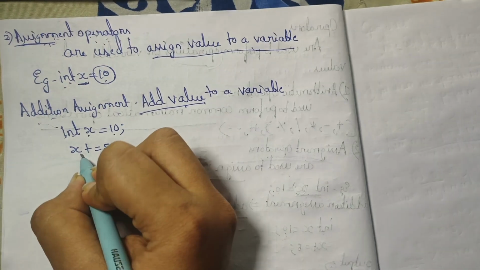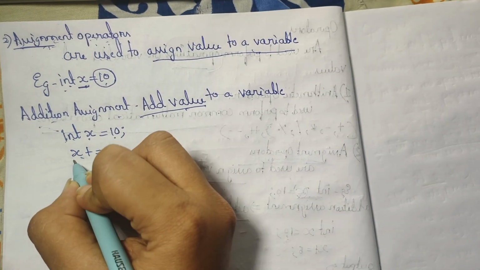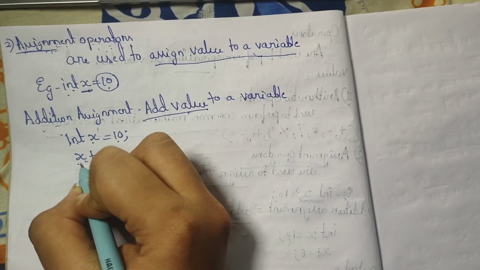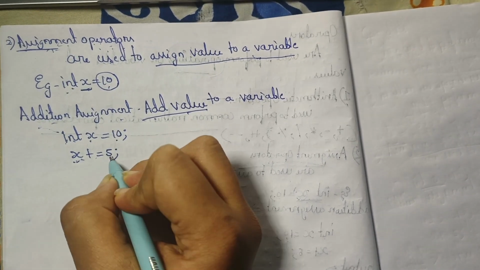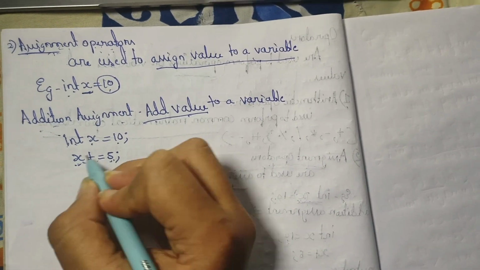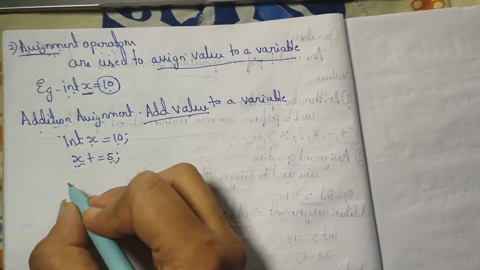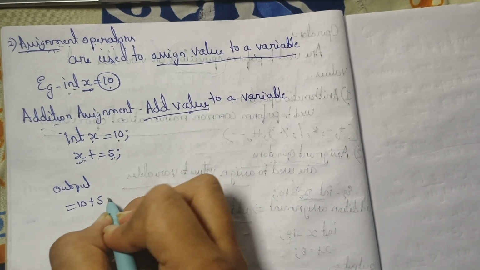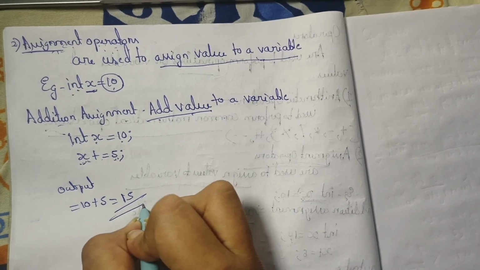And now you're adding a value to the variable. This is a variable, this is a value. You're adding the value to the variable. So the output will be 10 plus 5 is equal to 15.